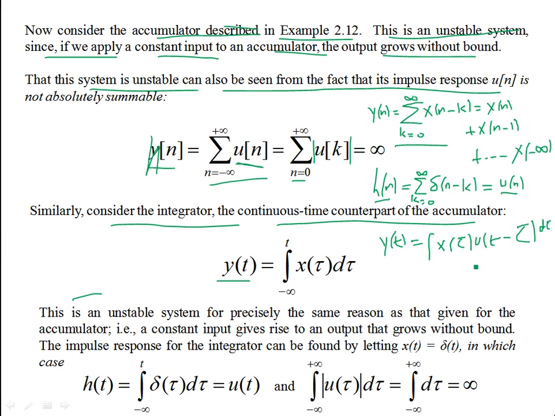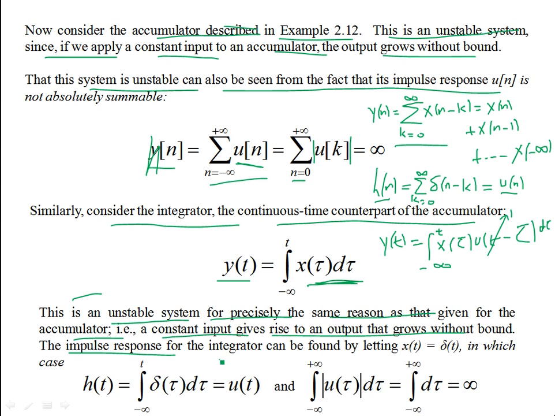Tau is the integration variable, and tau has to vary from minus infinity to t. Why? Because in this range, u of t is non-zero. It's one, so we are not writing it over here. So you just reduce your integration to this expression. This is an unstable system for precisely the same reason as given for the accumulator. A constant input gives rise to an output that grows without bound.